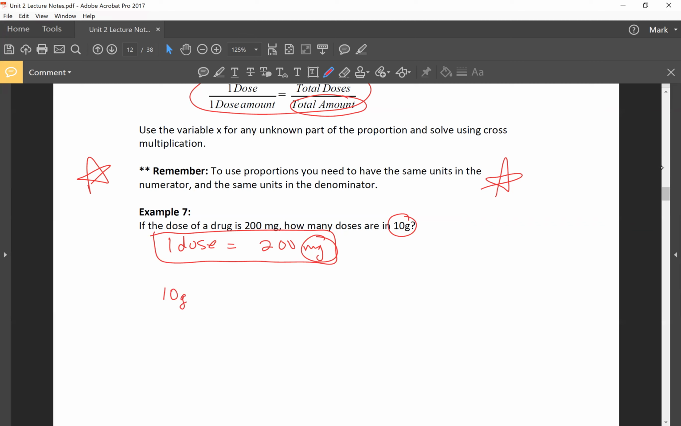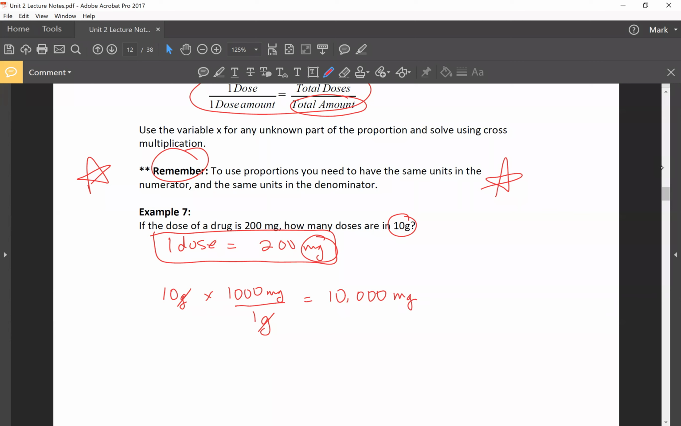Remember, up here, to use proportions, we need to have the same units in the numerator and the same units in the denominator. So I'm going to multiply this by 1,000 milligrams over 1 gram. That's our conversion factor. And I'm going to get 10,000 milligrams.